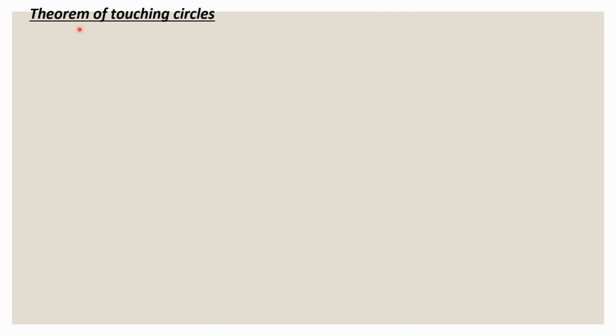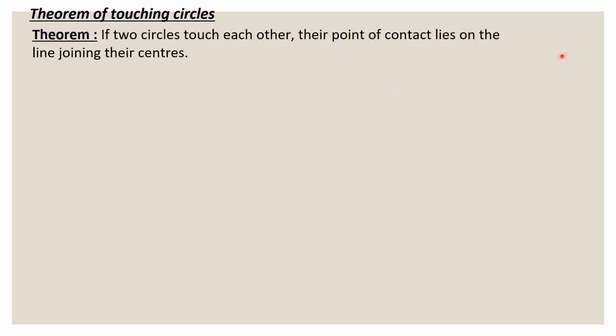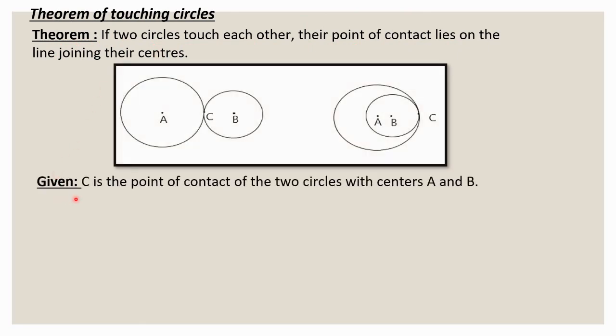Next is the theorem of touching circles. Let us understand the statement of this theorem. The theorem states that if two circles touch each other, their point of contact lies on the line joining their centers. So, given C is a point of contact of the two circles with centers A and B. Now the two circles can be touching externally at point C or they can be touching internally at point C.